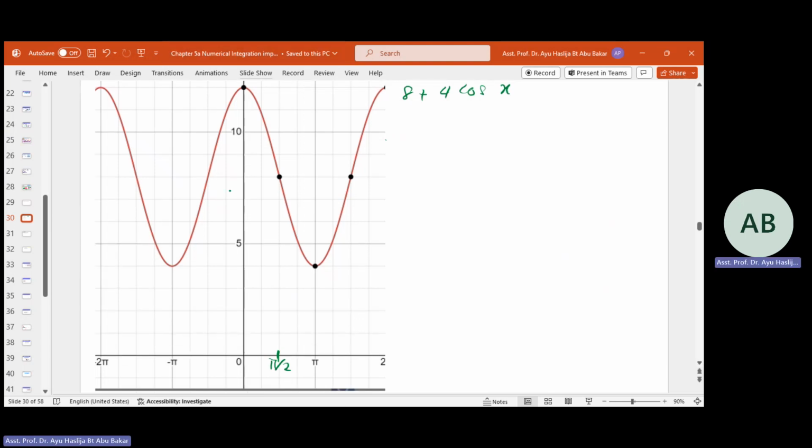Okay, now for the first one, we use single application. The range is from 0 to pi over 2. Single application trapezoidal, so you only have one segment between these points. So this is the calculated area for the single segment. Okay, but the second one is 4 segments, right? 4 segments.